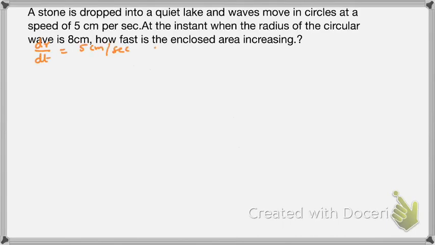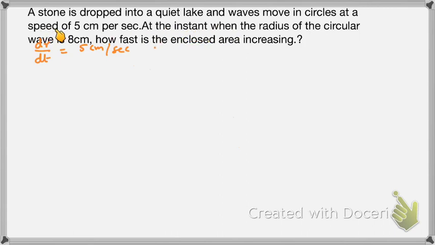A stone is dropped into a quiet lake and waves move in circles at the speed of 5 centimeters per second. So what they are saying is that when you put a stone into a lake, the waves, the ripples that are formed, are moving at a speed of 5 centimeters per second.